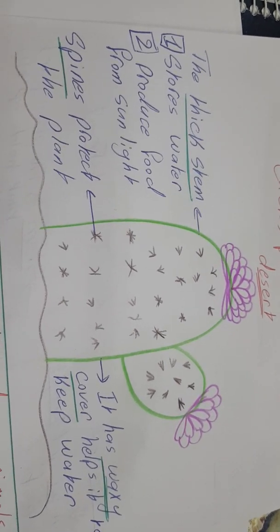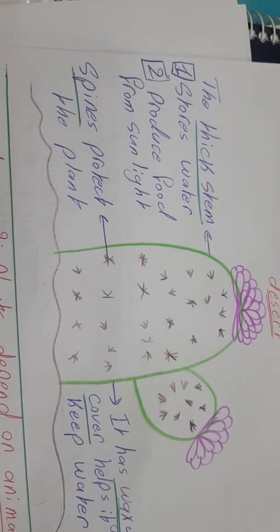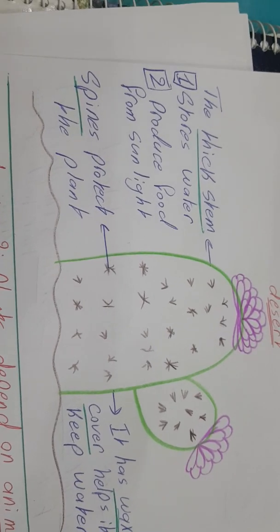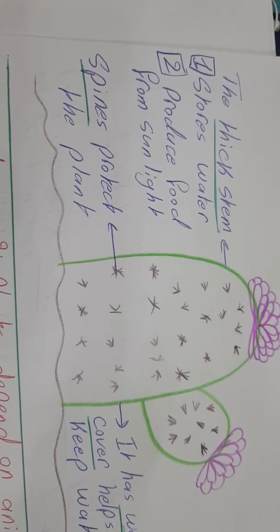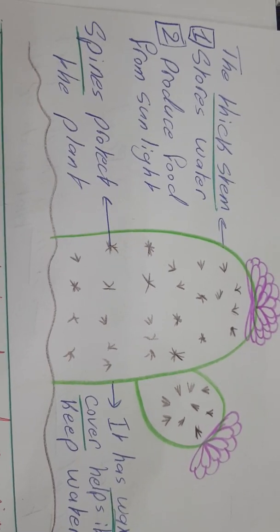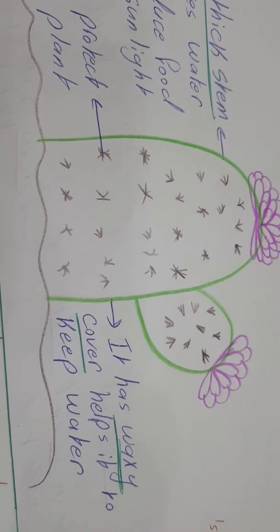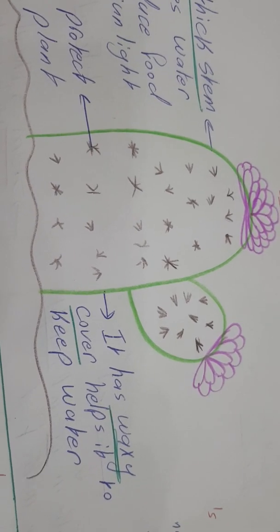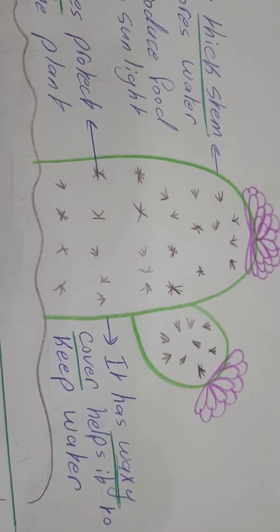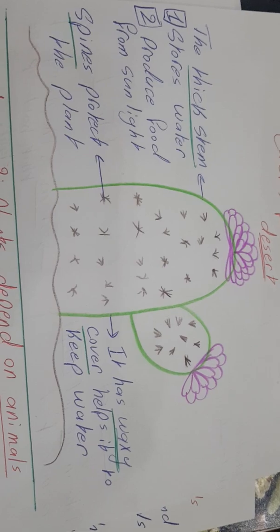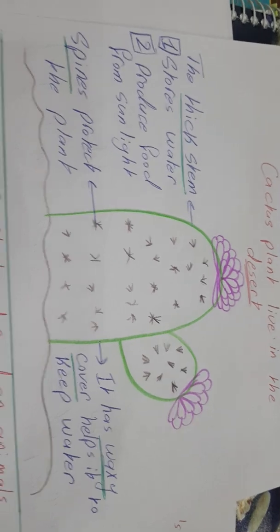Cactus has a thick stem. Why is the thick stem important? Because it stores water inside and it doesn't have leaves, so this thick stem produces food from sunlight like the leaves' job. It has spines to protect the plant from animals. Also, it has a waxy cover or waxy coating. This waxy coating helps to keep the water inside. It prevents losing water. Those are the three most important things about cactus, and this is the end of the first lesson.